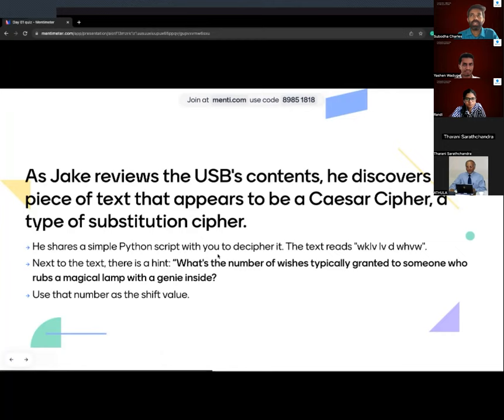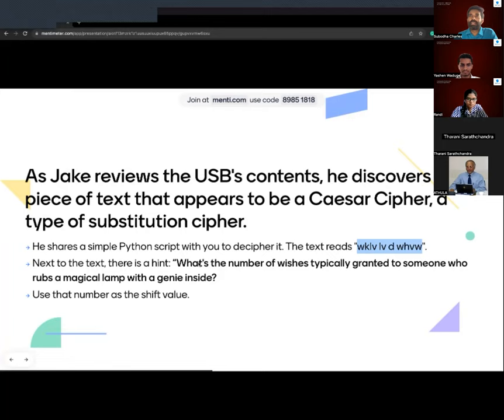The text that Jake found is this. And you can see this text doesn't make any sense, right? WKLV, LVD. You can't make sense out of it. So this is what the encrypted text looks like. You now have to decrypt it and try to make sense out of it. That is your task. And in addition to this text, there is a hint. What Jake sees is this text and also the hint. That's it. Nothing else.